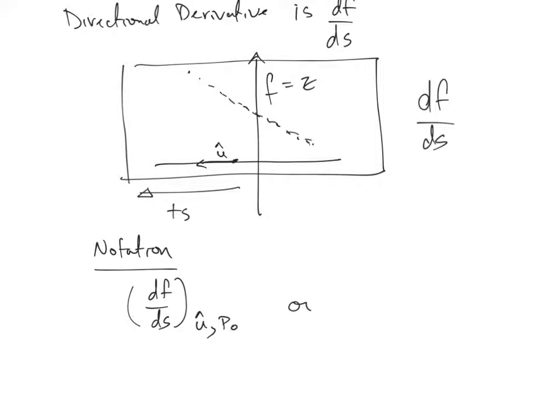Or maybe a little more commonly, we use a capital D for directional derivative, in the direction of u hat of the function f at point p naught. That's another notation that we use. So make sure you're familiar with both of those. Both of those mean a directional derivative. To calculate the directional derivative, you have to have 3 pieces of information. You have to have the function f, obviously. You have to have the direction u hat, and you have to have the point p naught, if you want to find the directional derivative at a particular point, okay?